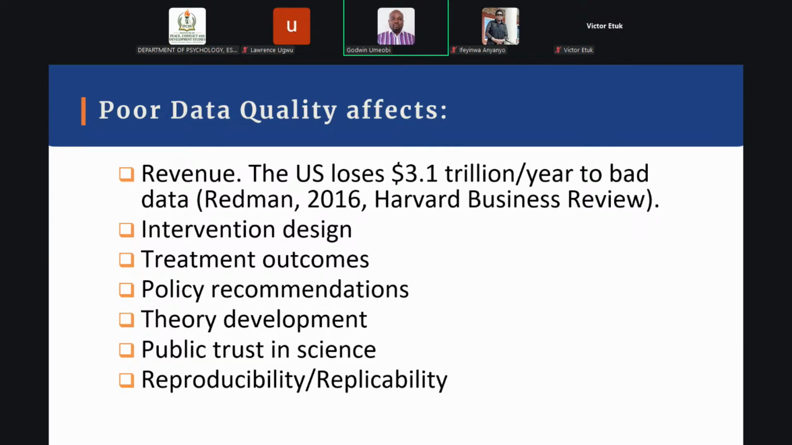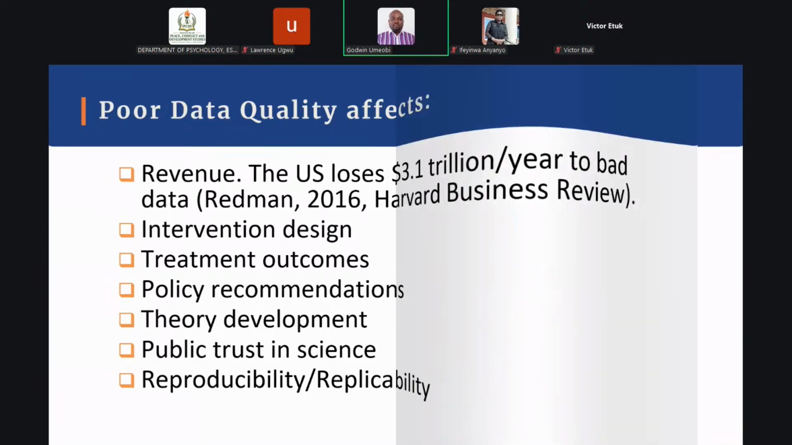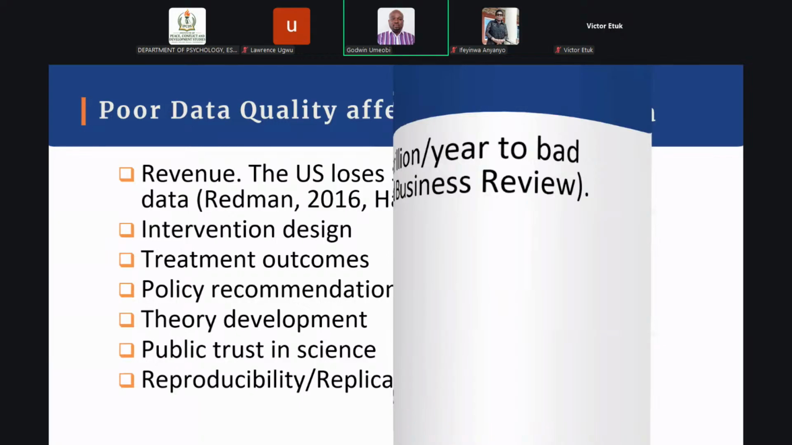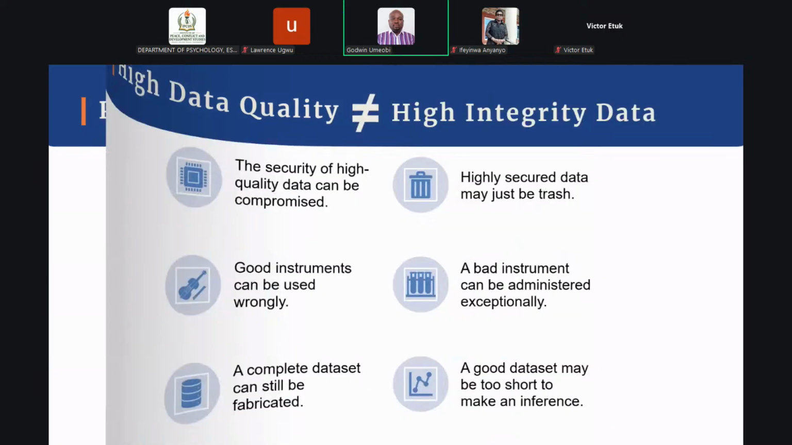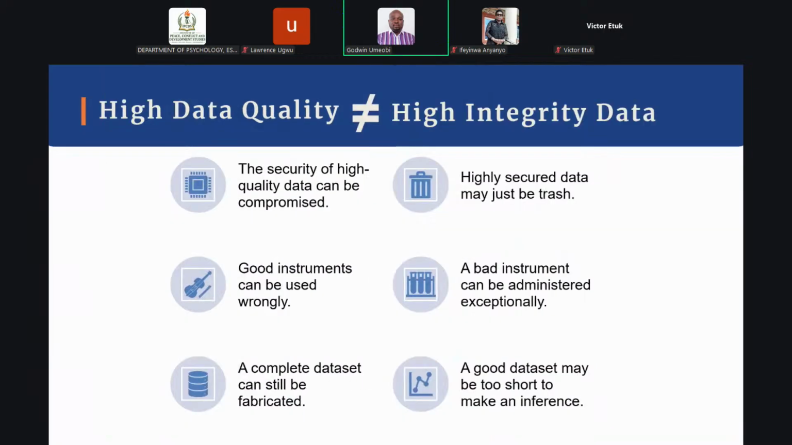But high quality data does not equal high integrity data, because the security of high quality data can still be breached, can still be compromised. And highly secure data might just be trash. Somebody might secure data very well, but at the end, the data you secured was actually trash.